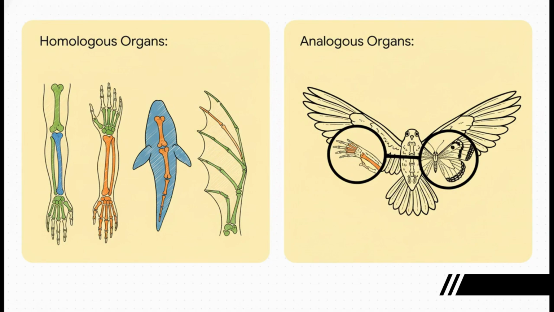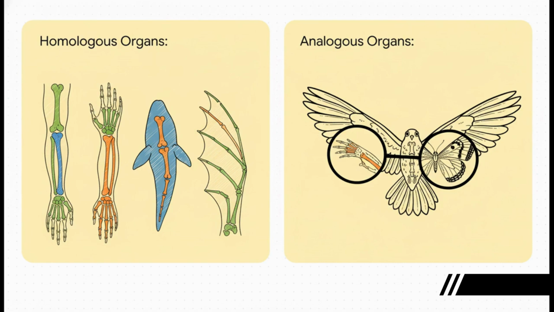And this right here just makes it all so clear. Look at the forelimbs, a human arm, a whale's flipper, and a bat's wing. The bone structure inside, humerus, radius, ulna, it's basically the same plan, which points straight to a common ancestor. But one's for grabbing, one's for swimming, and one's for flying. See? Same origin, different function. That's a homologous structure.